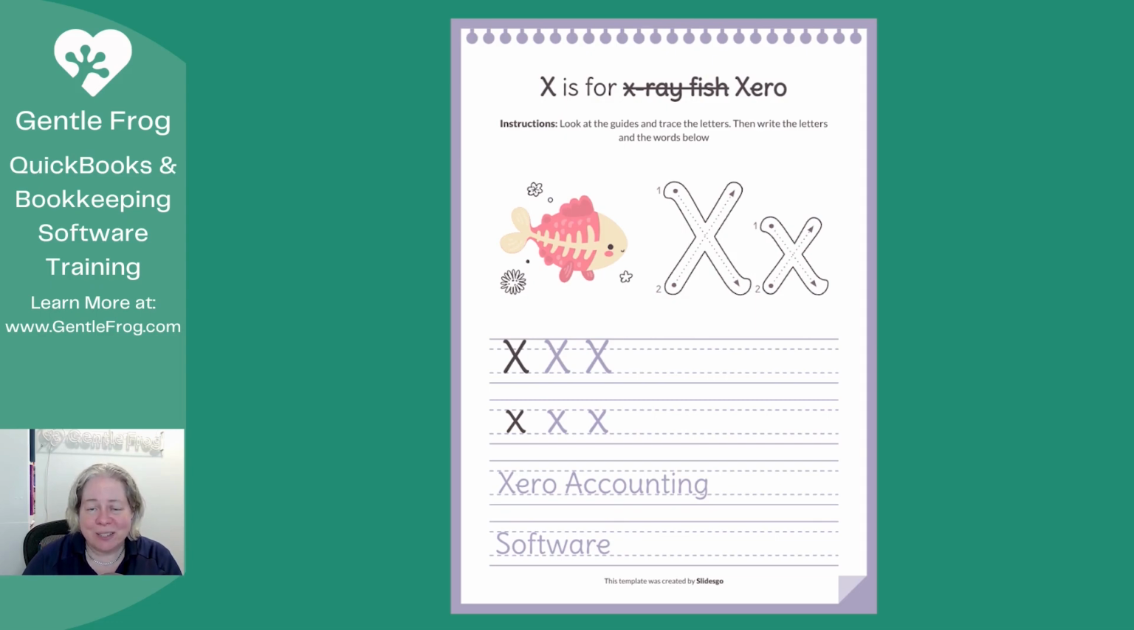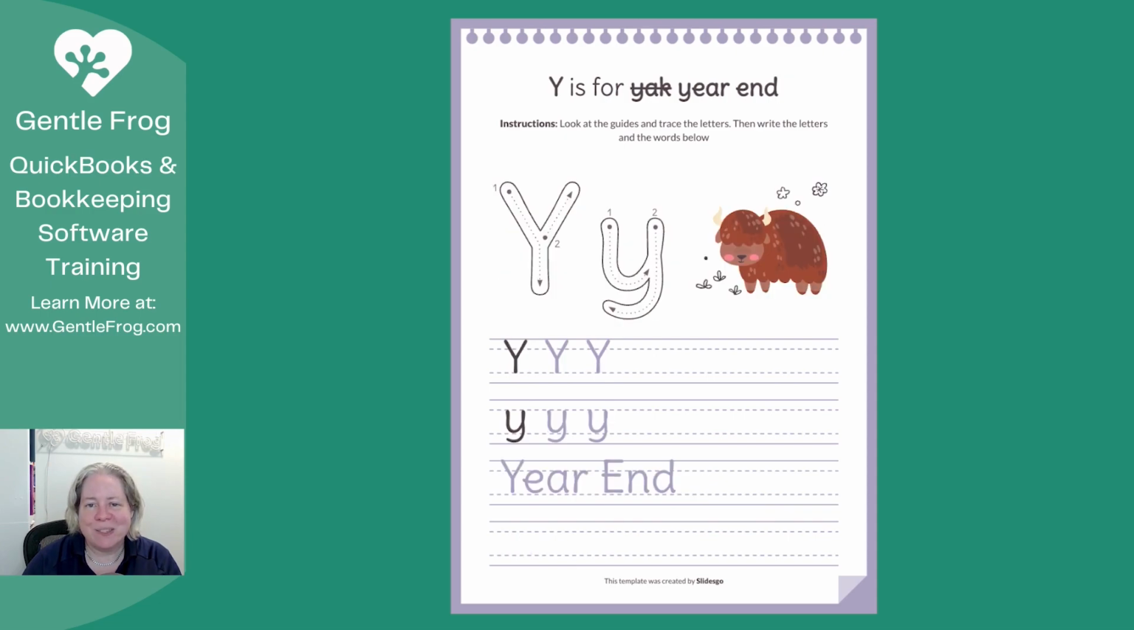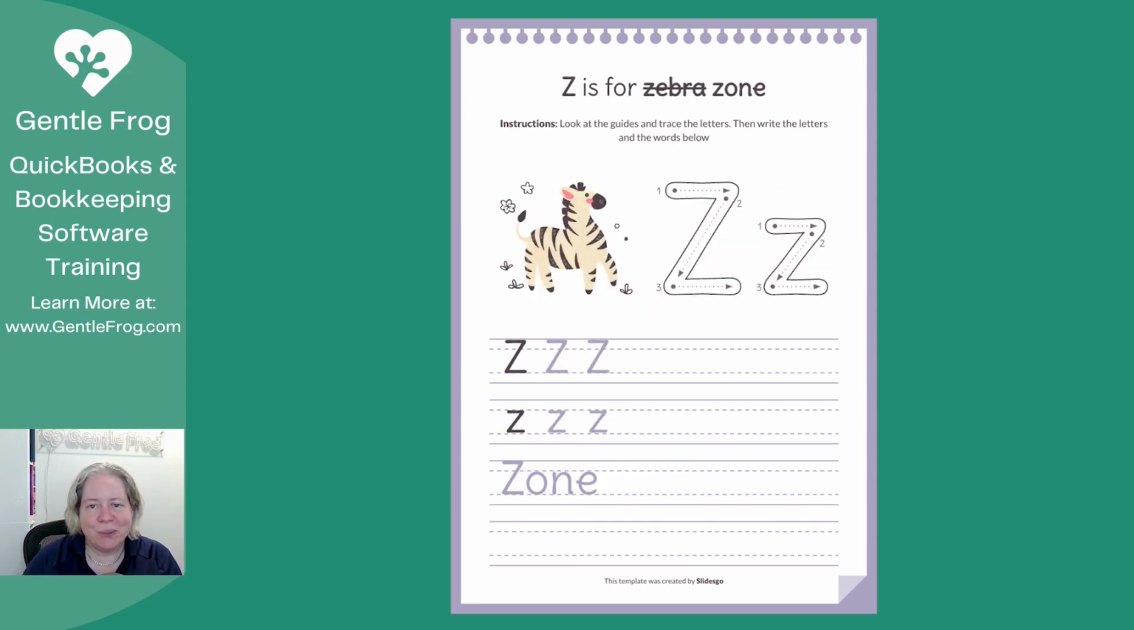X stands for Xero. Xero is an accounting software that many people use and enjoy. Y stands for year-end. Year-end for most of us means December 31st, but for other businesses and nonprofits, the year-end could be somewhere else in the calendar. Z stands for zone. The reason that you hire a bookkeeping professional is because we get in the zone when we do bookkeeping. I'm going to guess that is not the same for you.